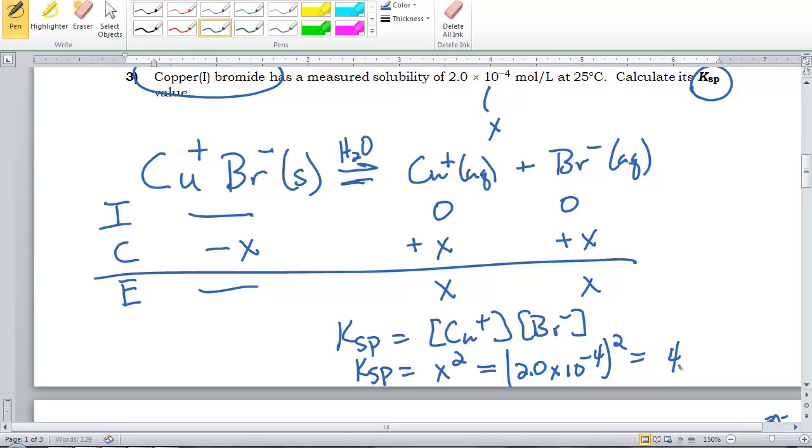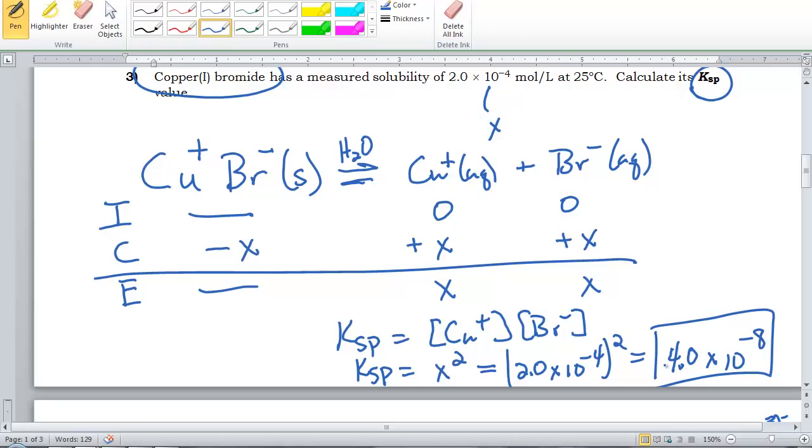So this, I could have done that without punching that in my calculator. 4 times 2 squared is 4, and 10 to the -4th times 2 is 10 to the -8. So there's our Ksp value for that salt. Okay, so we can go either direction.